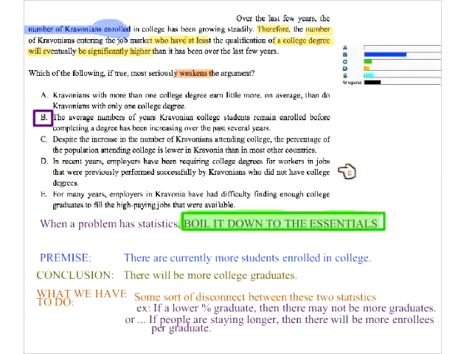D, it doesn't really matter what the requirements of the job are, because the argument is not about jobs. The argument is about who is entering the labor market and with what degrees. It's not what kind of jobs they will take. And then E is also not relevant because, again, we're not talking about filling jobs. We are just talking about who is entering the market with what. And the argument does not deal at all with what they do once they are in that market.